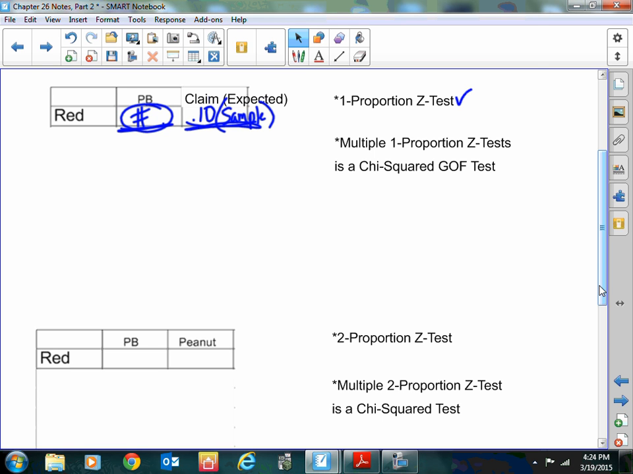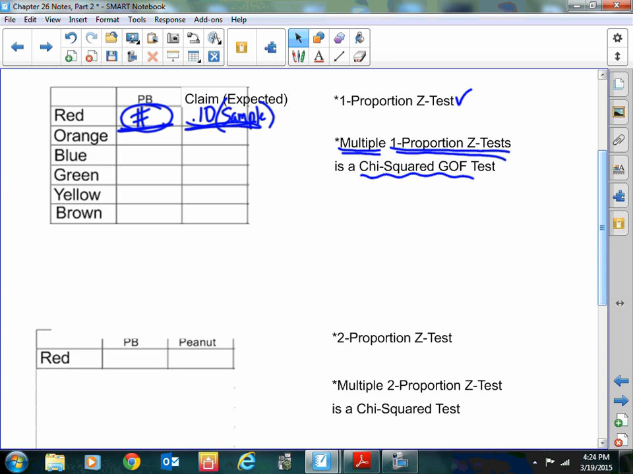But we know that on Monday what we did was, because you all picked one particular type, you picked peanut butter or peanut or regular, you did a chi-squared goodness of fit test because you did multiple one proportion tests. You said, I'm going to check the claim for not just red, but I'm going to check the claim for all of these colors. So you checked multiple one proportions at one time, and that was the chi-squared goodness of fit. Okay, now next step.